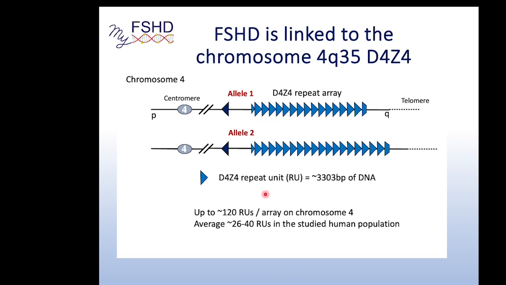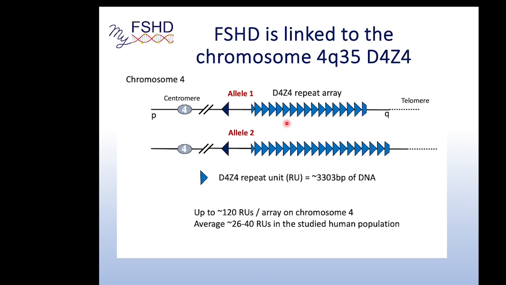So a D4Z4 repeat unit, it's repeats of repeats. It's a highly repetitive sequence of DNA that is roughly 3,303 base pairs long. And this repeat is then repeated, head to tail fashion, many times into what we call a repeat array. And this can be upwards of 120 or more repeats on chromosome 4. If you have less than 10, it's FSHD. Typically in the population, though, it's going to be 26 to 40 repeats or so.